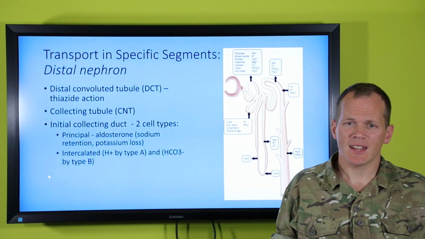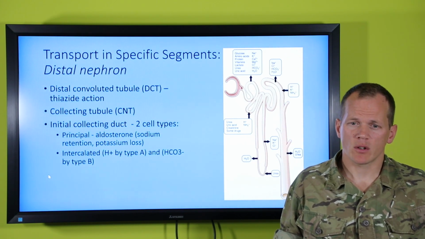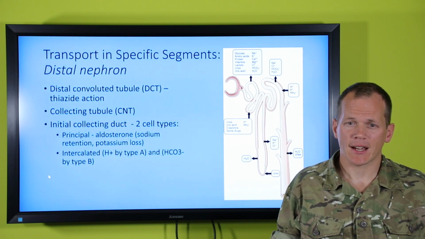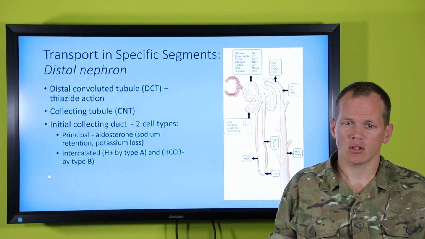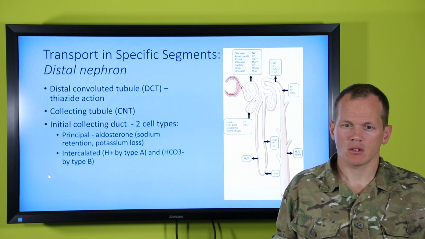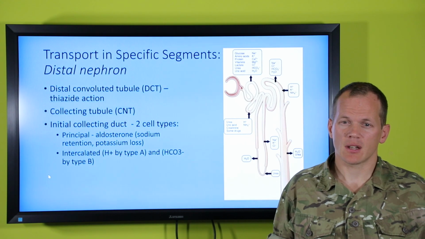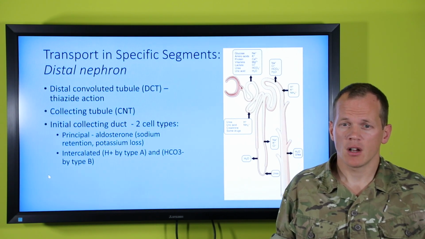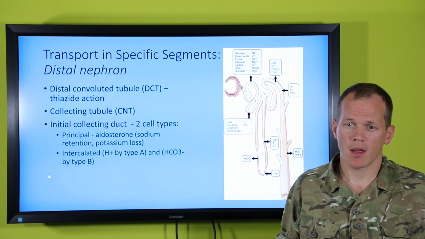There's two main cells in this area. One's called the principal cell, which is the part that aldosterone works on, which is active in active sodium retention and potassium excretion. And you've got your intercalated cells in this area as well, which maintain your acid-base balance, some of which pump out hydrogen, some of which actively make bicarb.